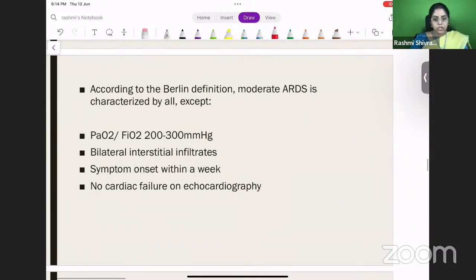According to the Berlin definition, moderate ARDS is characterized by all except: PaO2 by FiO2 200 to 300 millimeters mercury, bilateral interstitial infiltrates, symptom onset within a week, and no cardiac failure on echocardiography. So tell me, what is the Berlin definition and how do we characterize ARDS? Can any of you answer this question? What is moderate ARDS by this definition?